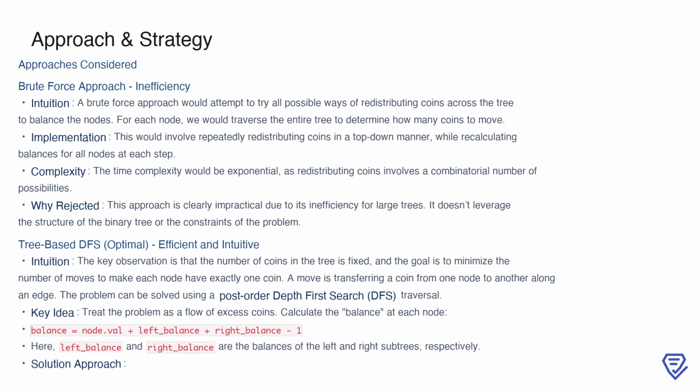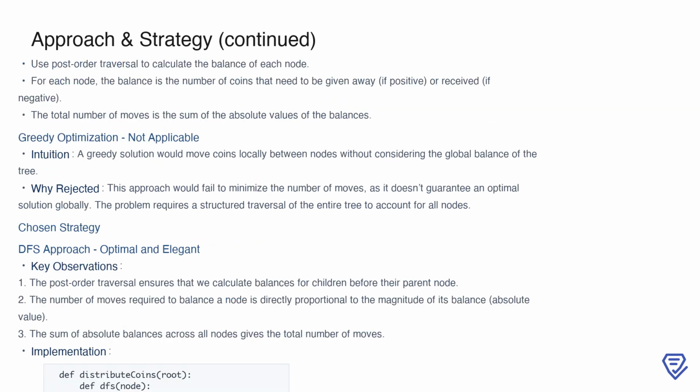By using a post-order DFS traversal, we can treat this as a flow of excess coins. For each node, we calculate its balance, which is determined as the node's value plus the balances from the left and right subtrees, minus 1. This approach smartly propagates the excess or deficit of coins through the tree, allowing us to compute the minimum moves required efficiently. With this DFS approach, the process becomes clear.